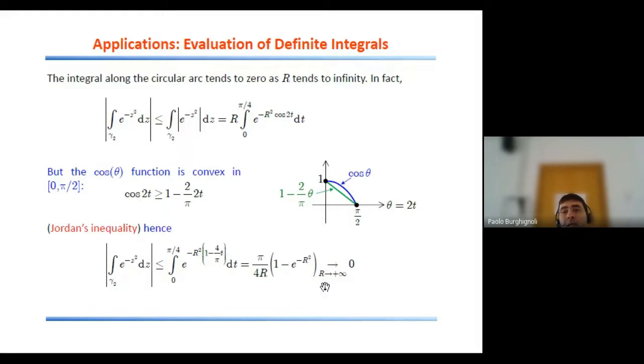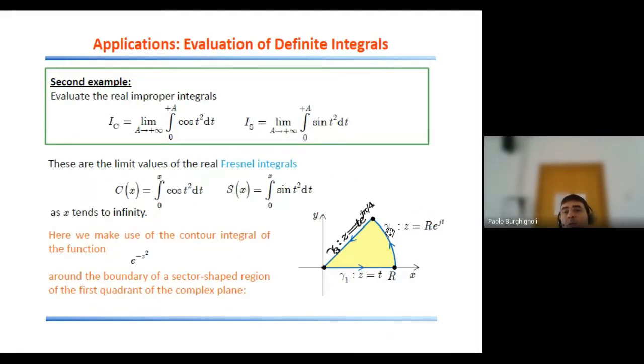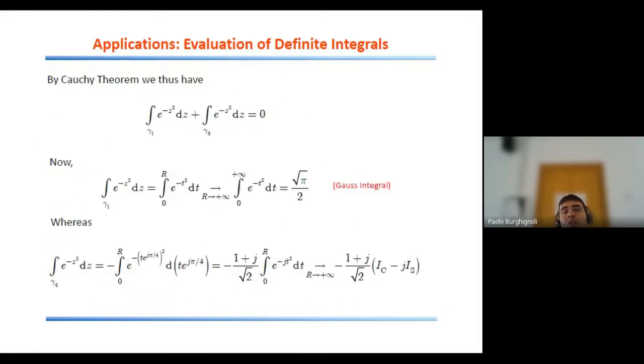So you can neglect the contribution of gamma 2 when r goes to infinity, and you will remain with the integral along gamma 1 and the integral along gamma 3. But since the Cauchy theorem tells you that the sum of those two integrals must be equal to 0 because of the analyticity of the integrand inside, then what we have is that the integral along gamma 1 is equal and opposite to the integral along gamma 3. Now, the integral along gamma 1 is the integral from 0 to r of e to minus t squared.